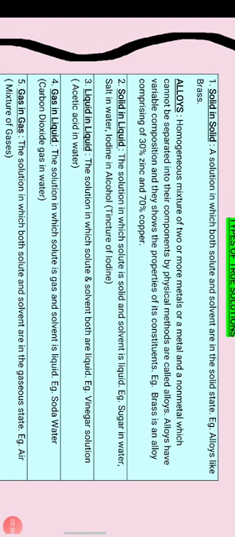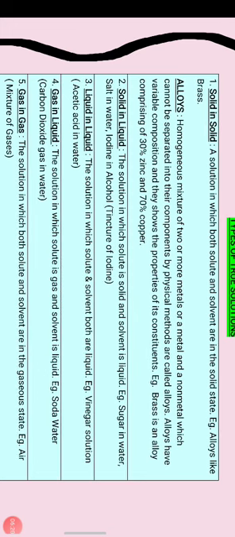Examples: sugar in water, salt in water, iodine in alcohol. This is new for all of you. Iodine in alcohol means tincture of iodine. Sometimes the question may arise, what do you mean by tincture of iodine? Tincture of iodine is iodine in alcohol solution. Iodine is the solute and alcohol is my solvent. And this tincture of iodine is used as an antiseptic for healing wounds.